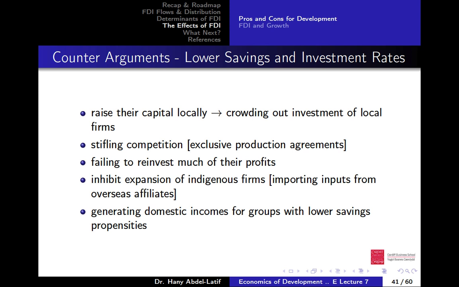Sometimes it could be because they stifle competition, or because of the agreements. Usually these companies are massive, very powerful, and they can benefit from exclusive production agreements signed with the host country government. And again, that will crowd out local investors. The same thing, it might not help local firms to expand and grow, because they import their inputs. If they buy their inputs from local firms, they're actually pulling these firms with them, helping them to grow. But if they buy or import most of their intermediate goods from abroad, then it's not really helping domestic firms.